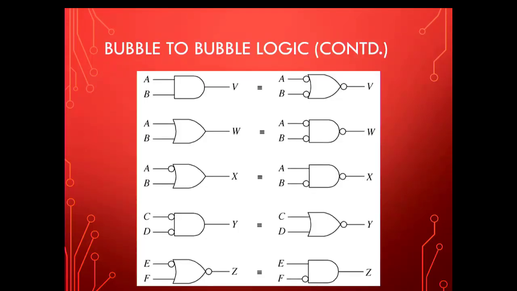Say you had an AND gate and you want to convert it into an OR gate. You just add bubbles to the inputs and outputs. These bubbles represent inverters. Do you see any disadvantage of doing that?